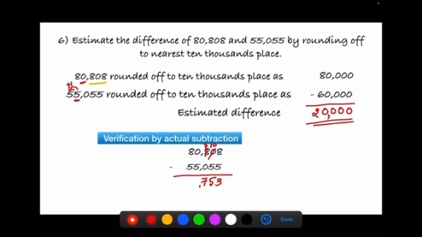Then here again I'll have to make it 10 and borrow from here. This becomes 7. 10 minus 5 is 5. 7 minus 5 is 2. Children, if you observe, the actual subtraction is a little bit more than the estimated difference. As I have already told you, estimation can give you an approximated answer but not an accurate answer.